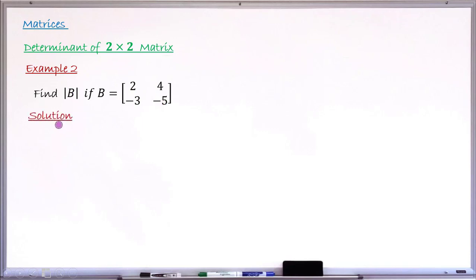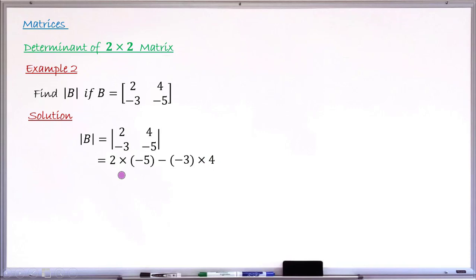Solution to this very problem. Copying the given text, that is the determinant of the matrix B. The rule tells us the product diagonal down minus the product diagonal up. So let me do that. This will now be equal to 2 multiplied by minus 5, that is the product diagonal down, minus the product diagonal up, that is minus 3 times 4. So I'm going to subtract this product. So I'm going to have minus 3 times 4.